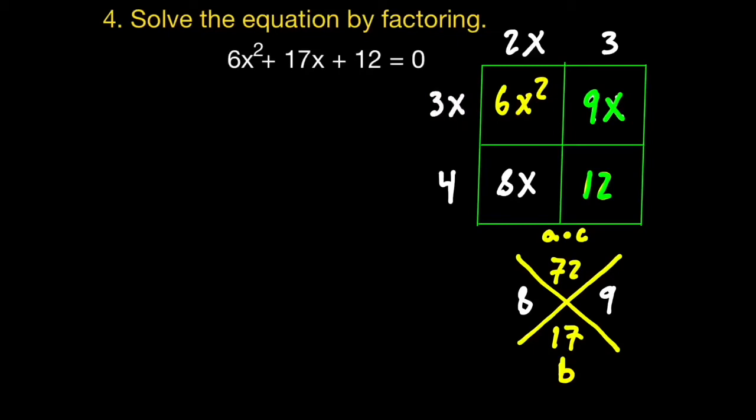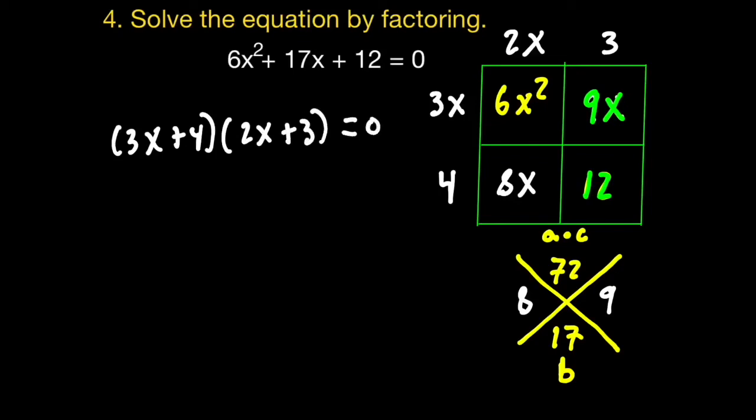And I can verify this very quickly. So 3x times 2x is 6x squared, 3x times 3 is 9x, 4 times 2x is 8x, and then 4 times 3 is 12. I did this correctly, so now I can factor this trinomial as the product of 3x plus 4 and 2x plus 3. And that's equal to 0.